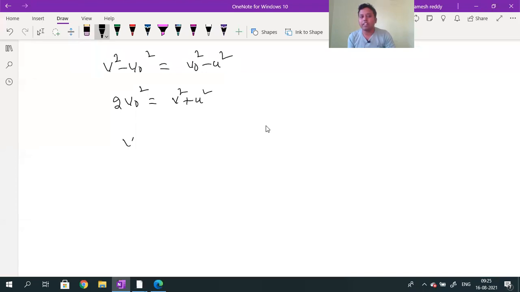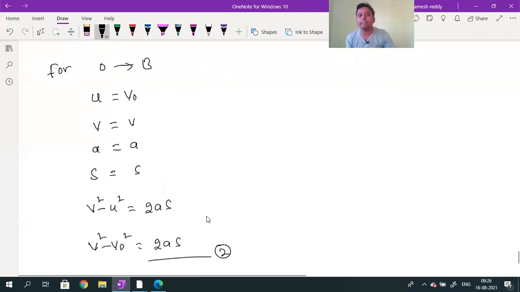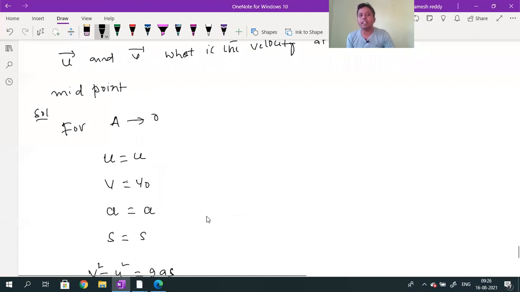So what is the value of V naught square? V naught square will be equal to V square plus U square divided by 2. What is the value of V naught? V naught will be equal to root over V square plus U square divided by 2. What is V naught? V naught is the velocity at which point? At the midpoint.